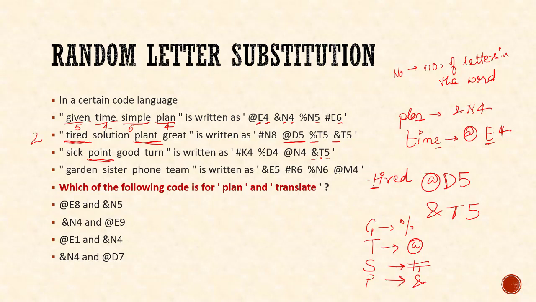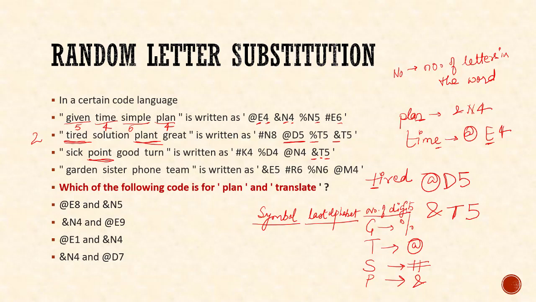Then the second character in the code is nothing but the last alphabet of that word, and the digit which is used at the end is the number of letters in the word. So the code has been derived as the symbol, then the last alphabet of the word, and then the number of letters. That's how we have made codes for all the words here.